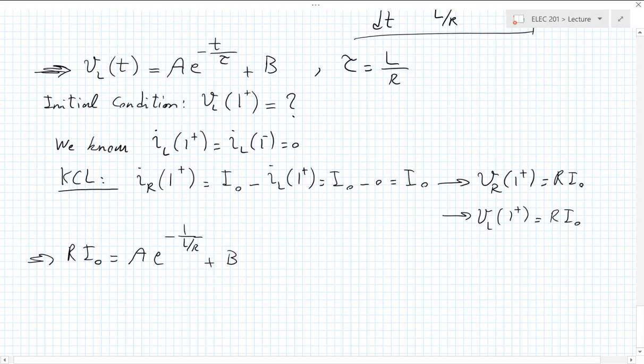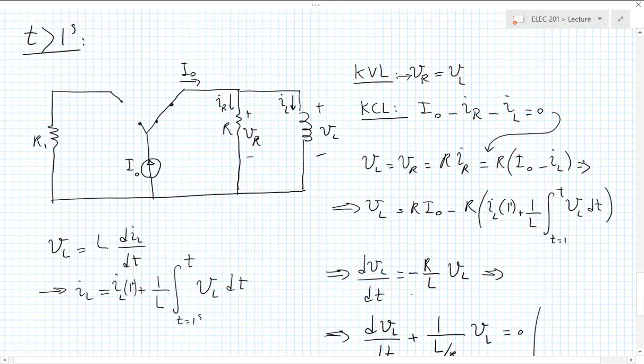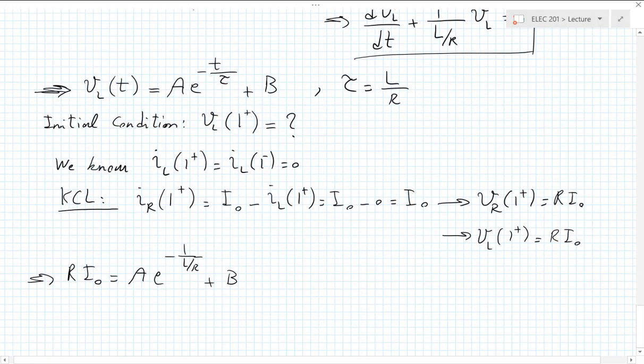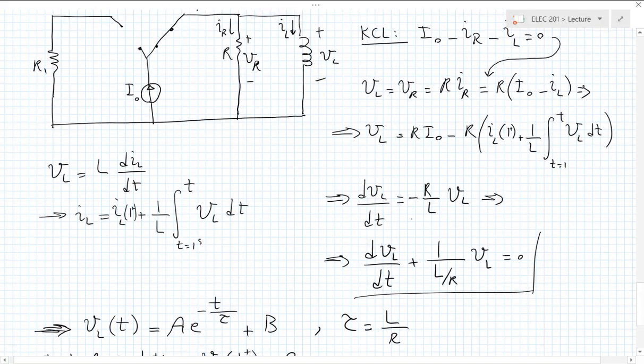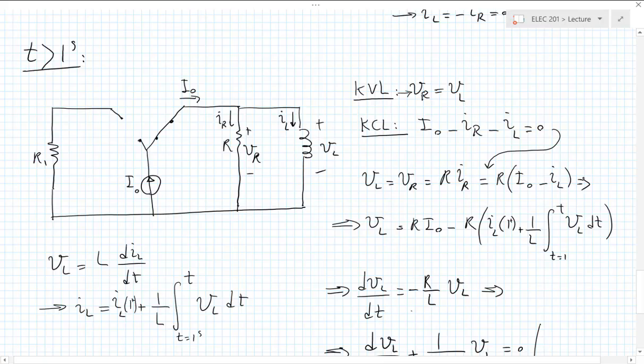What else can we say? So we know that the inductor current at time t equals 1 is still 0, right? We said it doesn't like a sudden change. We have the value of the inductor voltage, R I naught at that point. What happens after some time passes? So the inductor current is initially 0. All the current is in the resistor, and there is a voltage drop of I naught R here. As time goes by, the inductor starts taking some of this current, right?